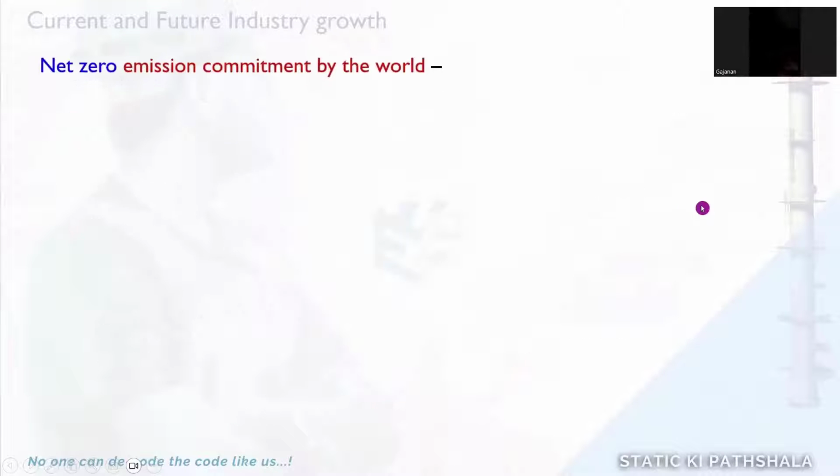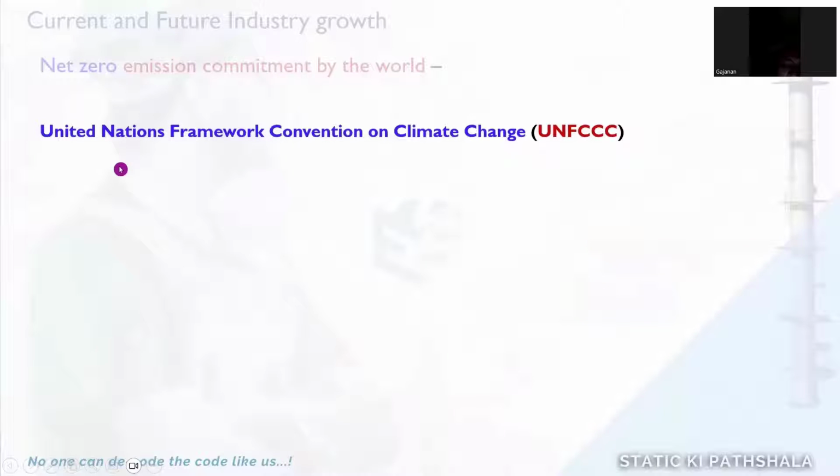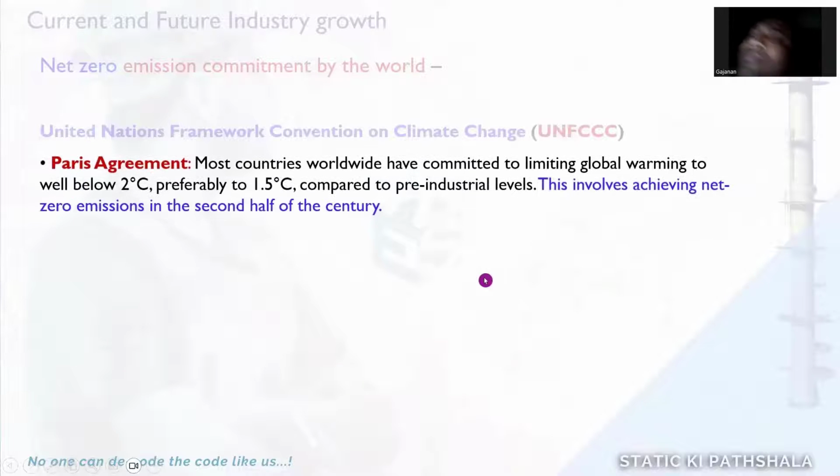So this is a pie chart of 100% of the energy that has been consumed with reference to the different fuels. Most of us must be aware of the net zero emissions commitment by the world. The United Nations Framework Convention on Climate Change, UNFCCC, has recently given the Paris Agreement. Rather, the Paris Agreement is there since long. So most countries worldwide have committed to limiting global warming to well below 2 degrees Celsius, or preferably the target is 1.5 degrees Celsius.